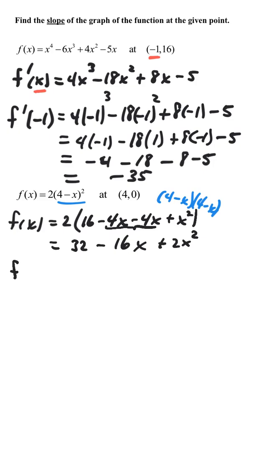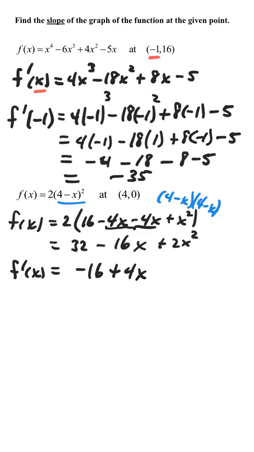Now we can get our derivative. The rate of change anywhere on the graph is f prime of x. 32 has a derivative of 0. Negative 16x has a derivative of negative 16. And 2x squared has a derivative of 4x.